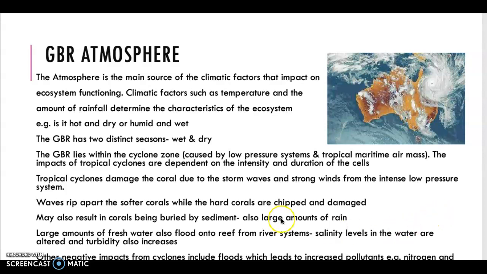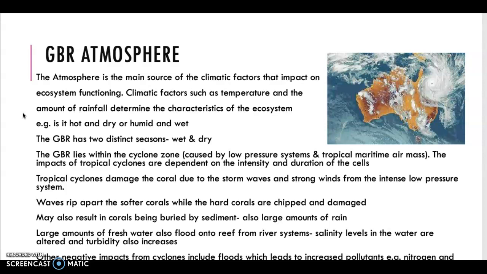So we can think here about some of these interactions occurring with other spheres. The sediment is part of the lithosphere, so the atmosphere interacts with the lithosphere when cyclones increase sediment, and the atmosphere interacts with the hydrosphere when there's increased amounts of water that flood from other water sources within the ecosystem. So remember, when we talk about the spheres, we have to talk about them interacting with another sphere.